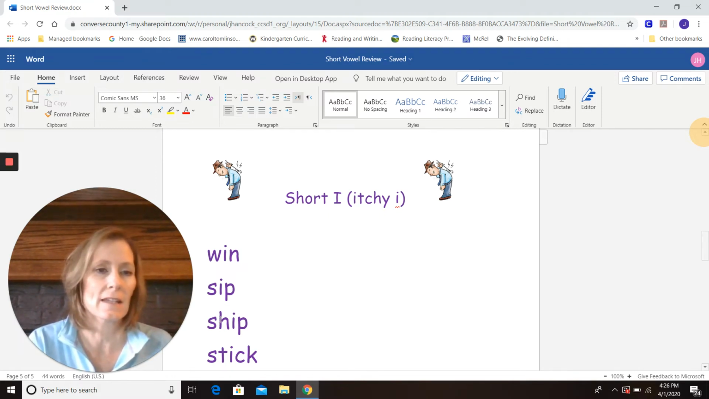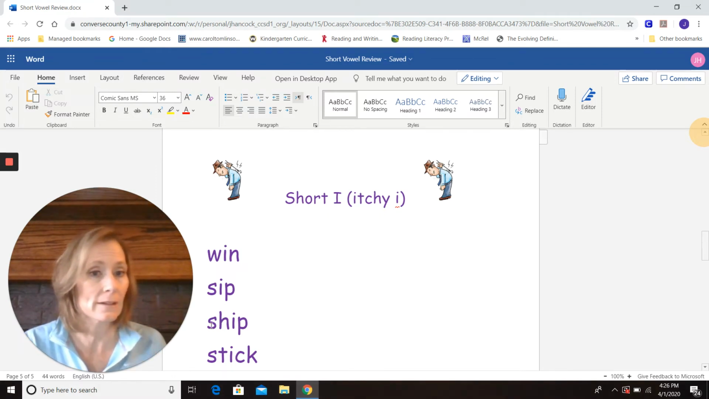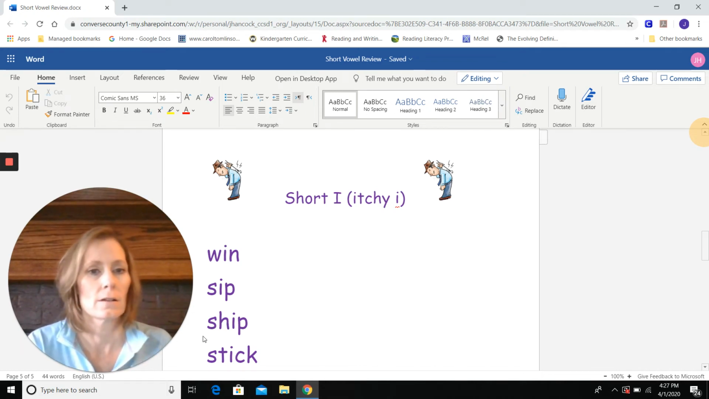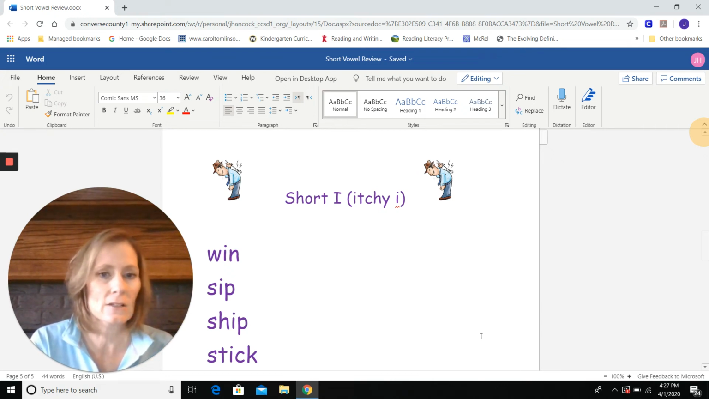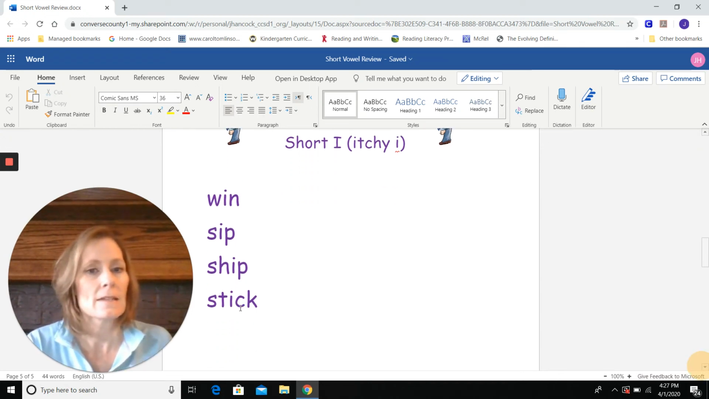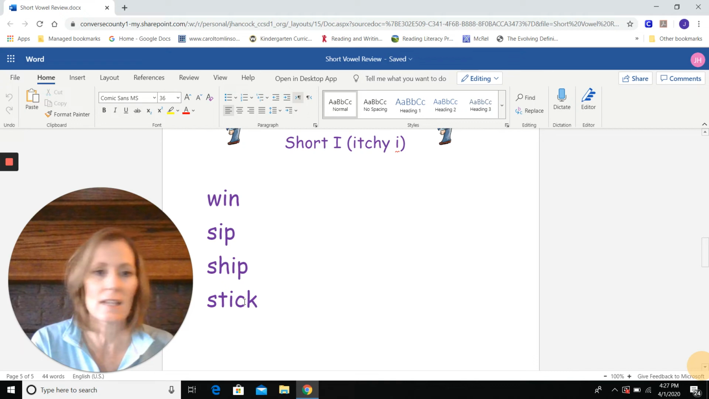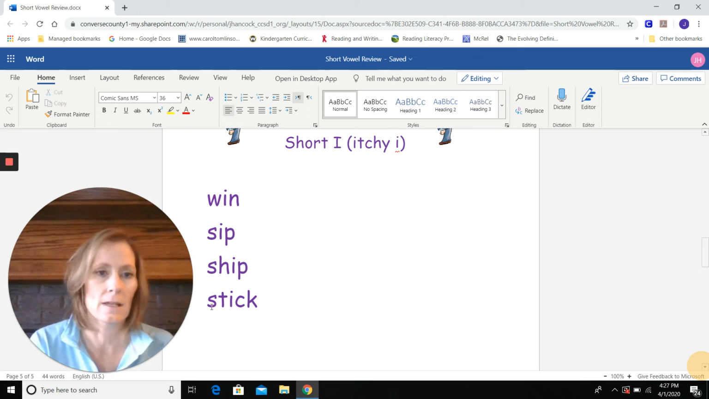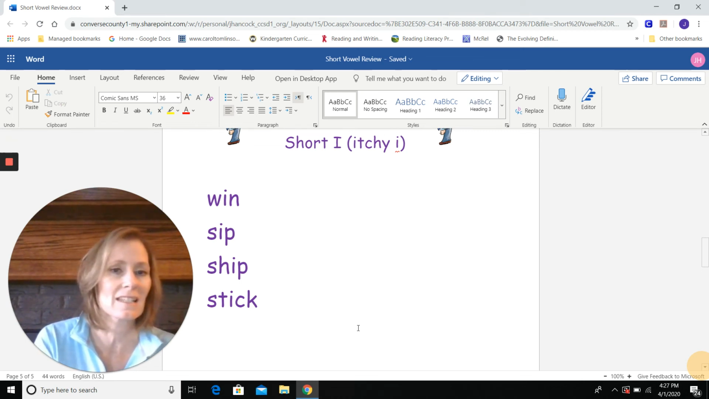Ooh, first thing I see on my next word are the library letters S and H. They're going to say sh, ship. Do sip and ship rhyme? You bet they do. All right, let's look at our last word with short I. Now, when we have the C and the K, they don't say two separate sounds of k, k. They just blend together to make one k. What is it? Yep, it's the word stick.